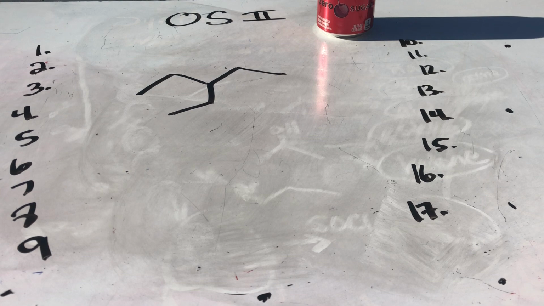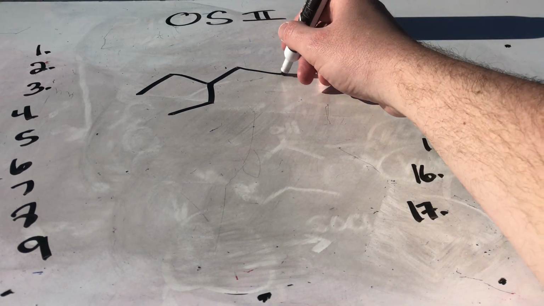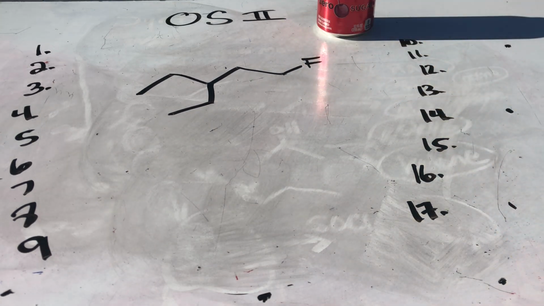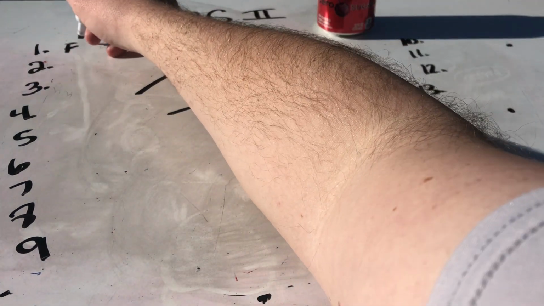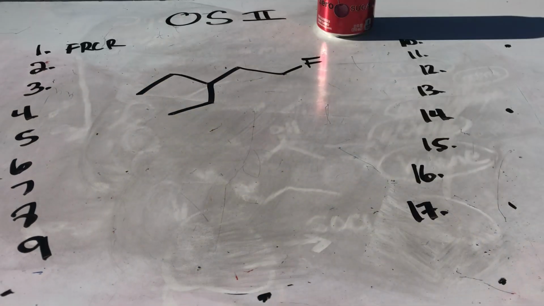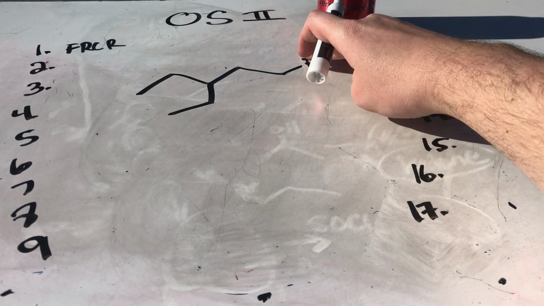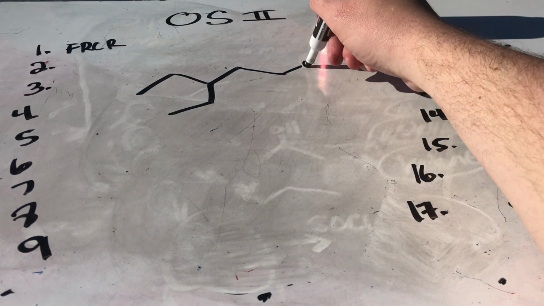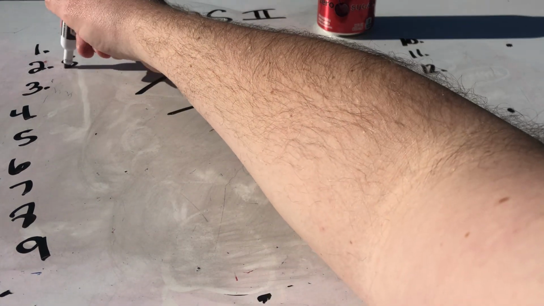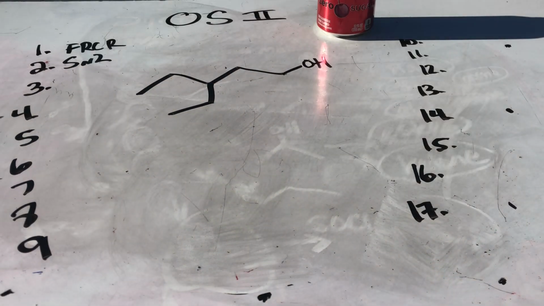Number one says we're starting with this 3-ethyl pentane. We want to make 3-ethyl 1-fluoropentane. That would be something like this. Of course, we know what that is. The only thing you can do with an alkane is free radical chain reaction. Number two, we're turning that into pentanol, like so. That sounds like SN2. So far, so good.